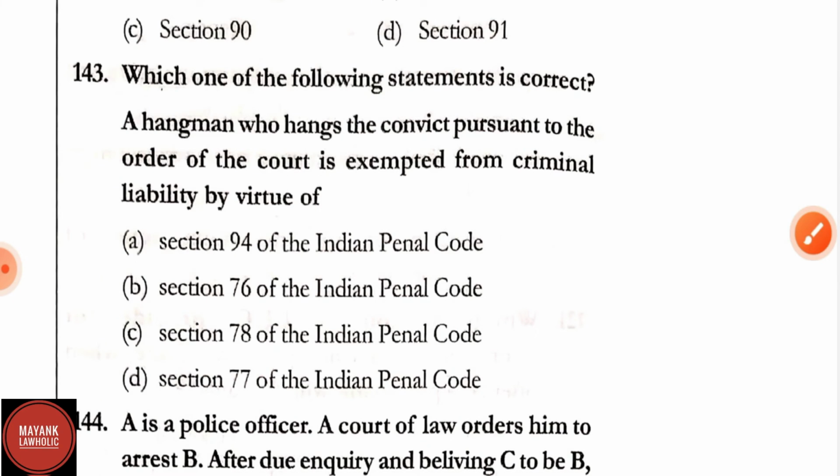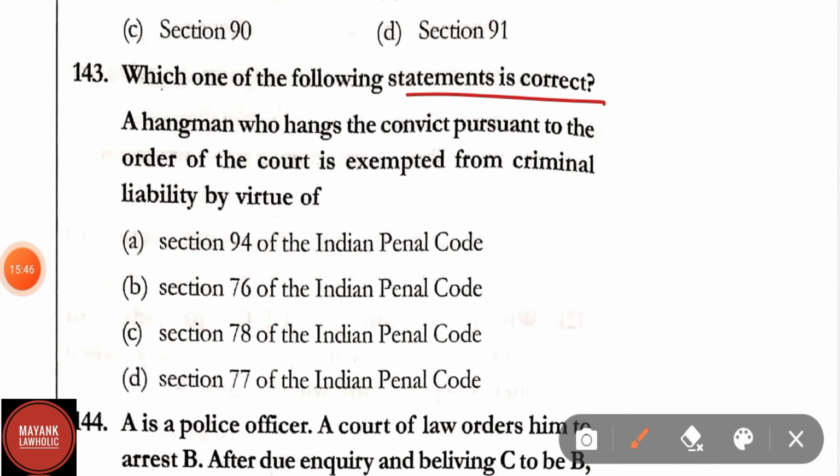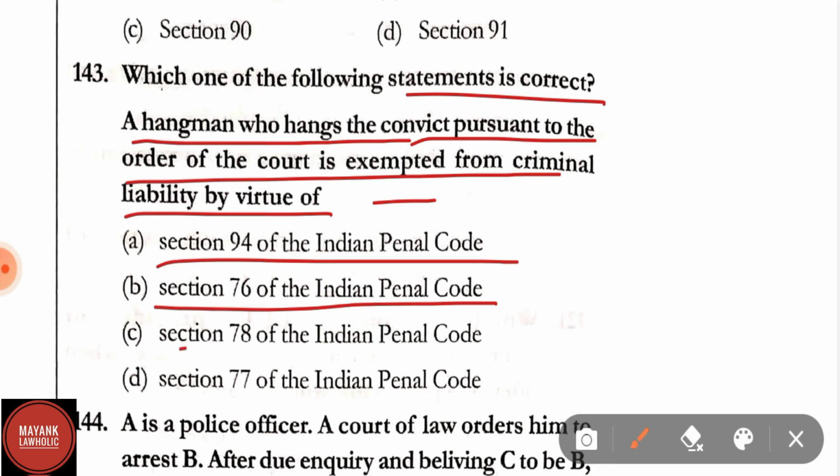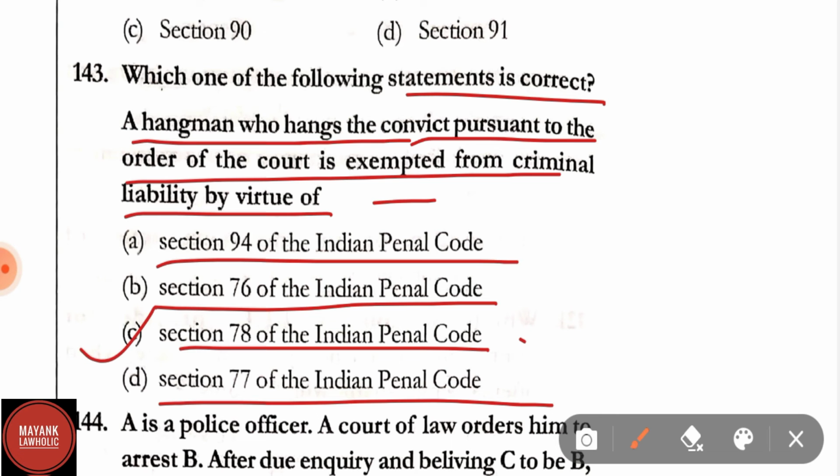Question number 143. Which of the following statements is correct? A hangman who hangs the convict pursuant to the order of the court is exempted from criminal liability by virtue of section 94 of IPC, section 76 of IPC, section 78 of IPC, section 77 of IPC. Correct answer is section 78 of IPC.